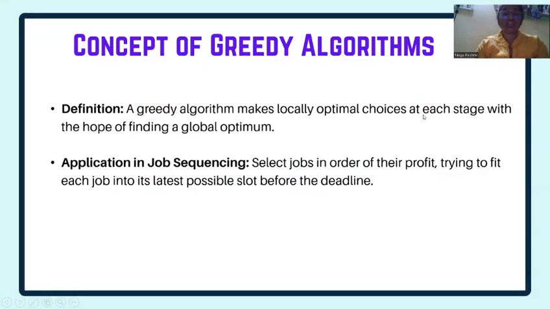This job sequencing with deadlines is a greedy algorithm. Let me tell you what a greedy algorithm means. A greedy algorithm makes locally optimal choices at each stage with the hope of finding a global optimum. It makes an optimal choice at each stage so that it can finally get a good solution at the end of the problem. The application of job sequencing is selecting jobs in order of their profit, trying to fit each job into its latest possible slot before the deadline.